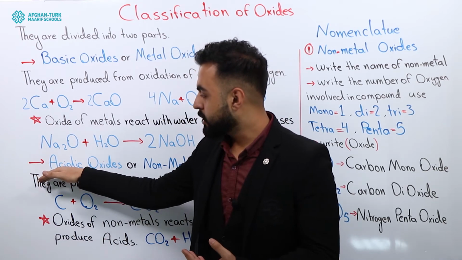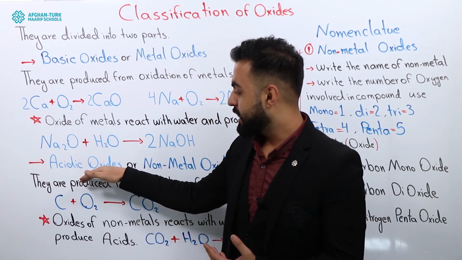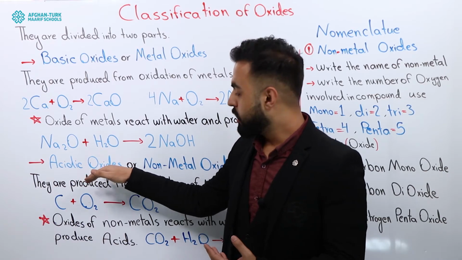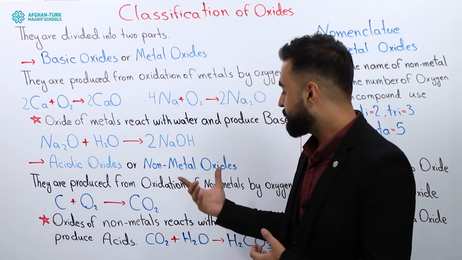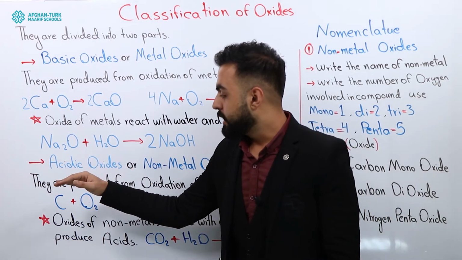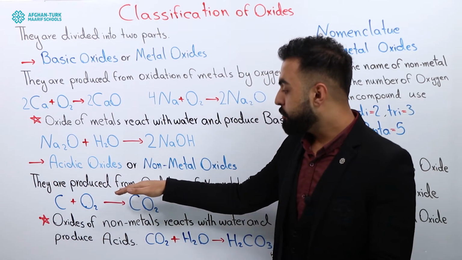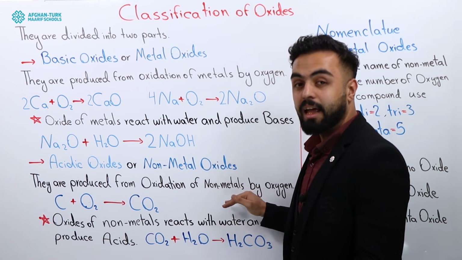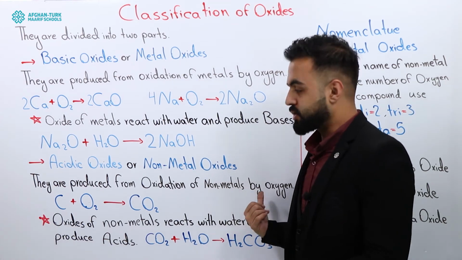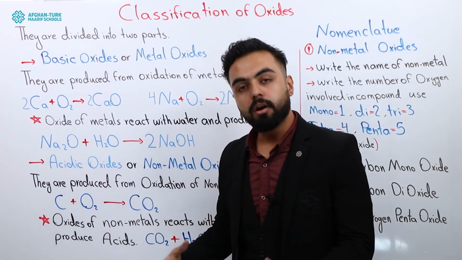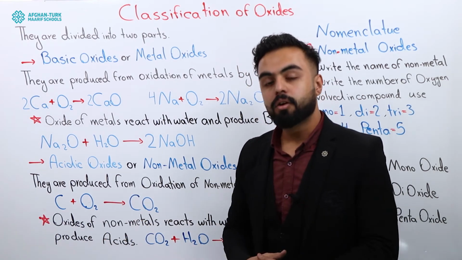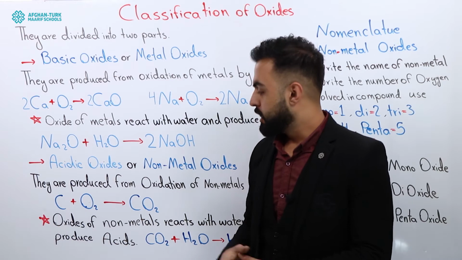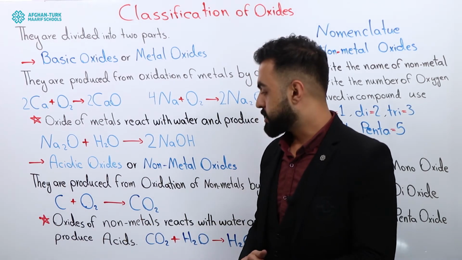Then the second one is acidic oxide or non-metal oxide, or the oxide of non-metal. So from their name we can guess the definition. They are produced from the oxidation of non-metals by oxygen. For example, carbon reacts with oxygen, so then we have carbon dioxide, which is an oxide of non-metal.